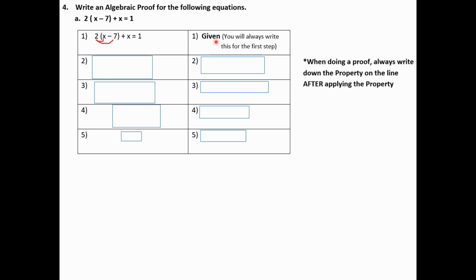And then more often than not, you're going to say given, because this is the problem that was given to you. So you already know this information. You don't have to prove that that information exists. This was given to you. So we use this phrase given quite a bit.